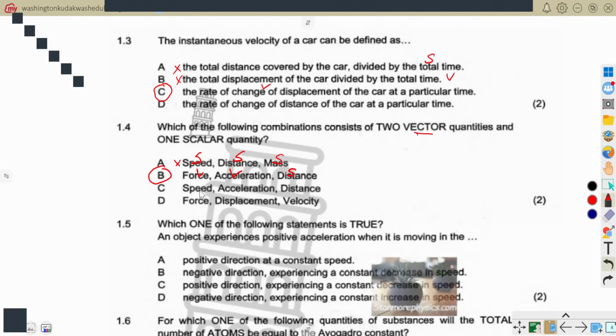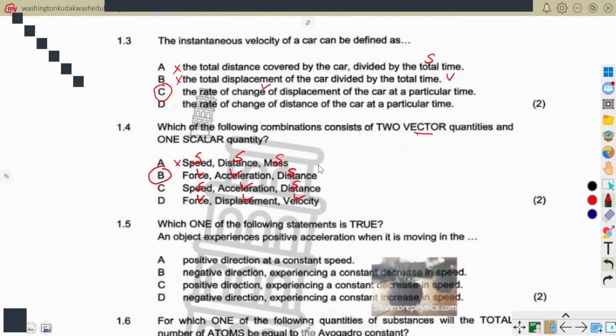Even if we went to C, you would see that this one is a scalar. Acceleration is a vector. This one is a scalar, so it's also out. This one is a vector. This one is a vector. This one is a vector as well. So here we've got three vectors. So our answer was going to be B, where we have got force and acceleration being vectors, and then distance being a scalar quantity. Let's go to question number 1.5.